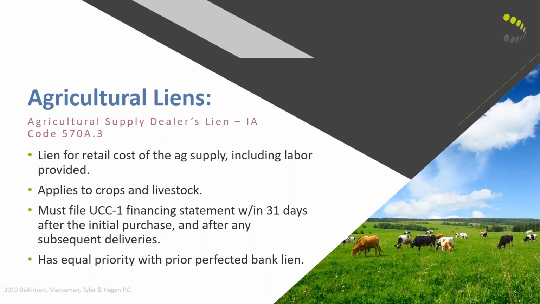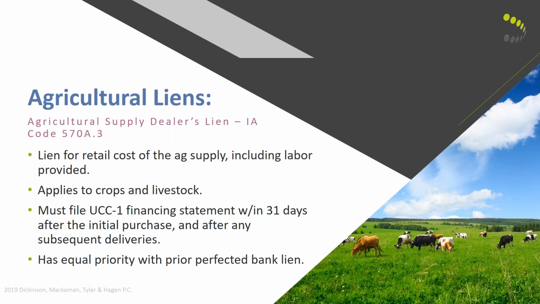So there's a new development from 2016 that clarified an area that was somewhat unsettled before. The agricultural supply dealer's lien has equal priority with prior perfected bank liens, and it also will cover the priorities with others, but it is lesser in priority to a landlord's lien and to a harvester's lien.